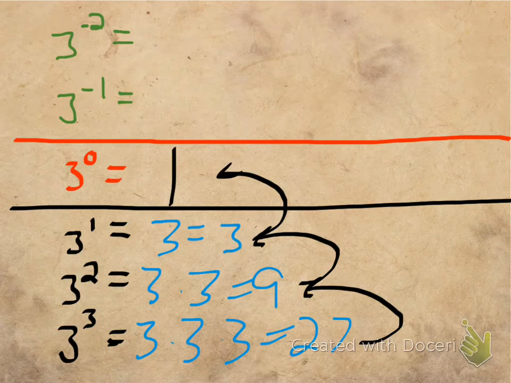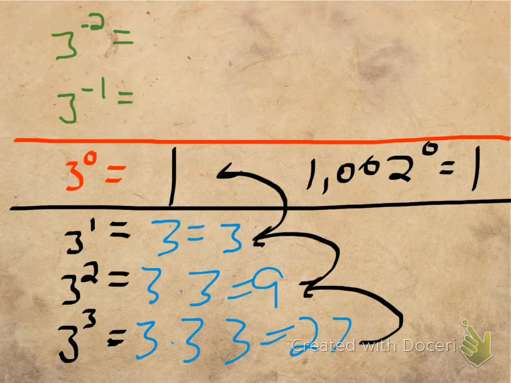And if you remember from last year, me talking about anything to the 0 power is always 1. Even if it's 1,002 to the 0 power, that's 1. Anything to the power of 0 is 1. Remember that. Now let's keep on going. You see how these are negative exponents. They still work the same. I'm dividing by 3 every time I go up. So I'm going to divide by 3 again.